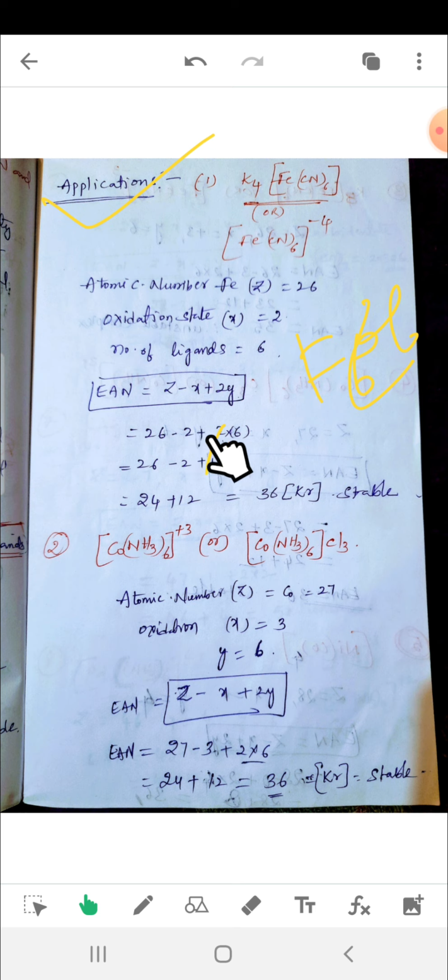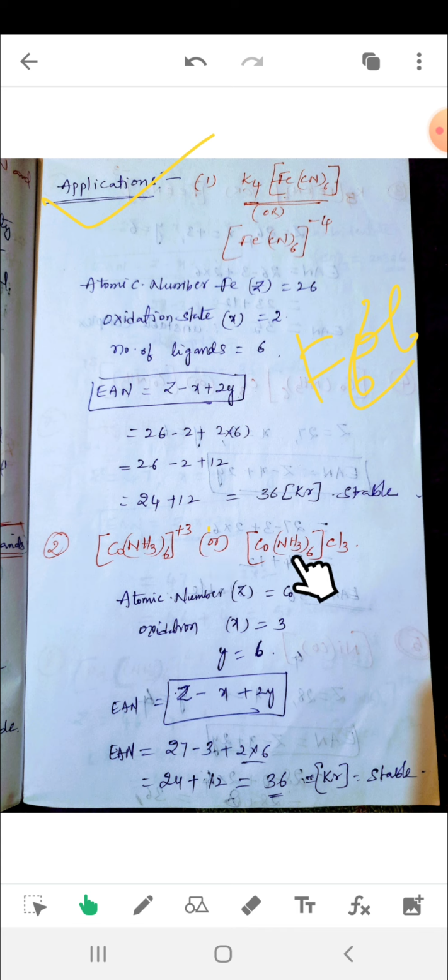Here 26 minus 2 plus 2 into 6 ligands, remember. 24 plus 12 is 36. This is the krypton configuration, so the given complex is stable. So stability is explained by the effective atomic number.